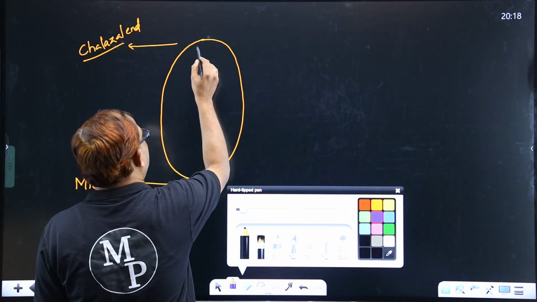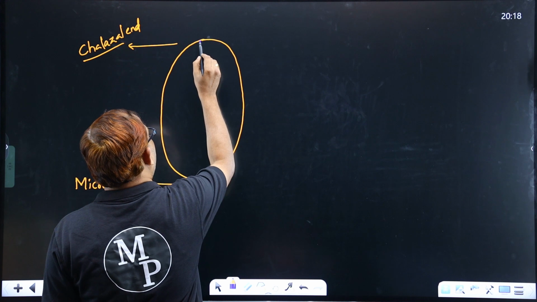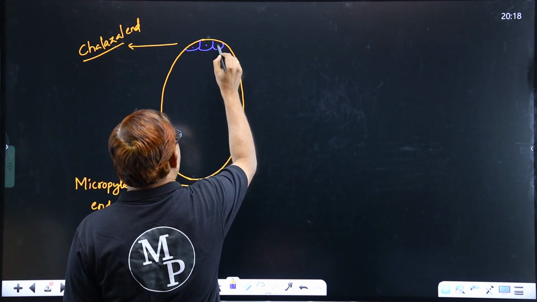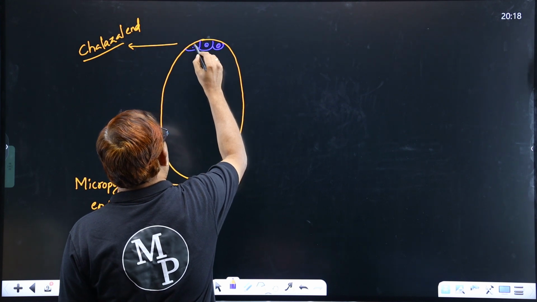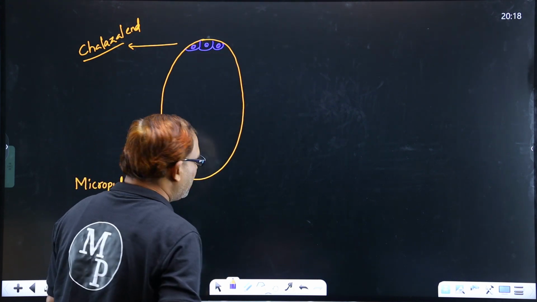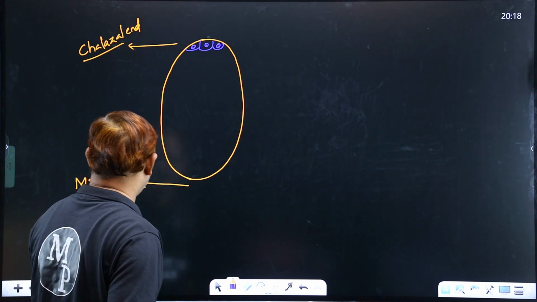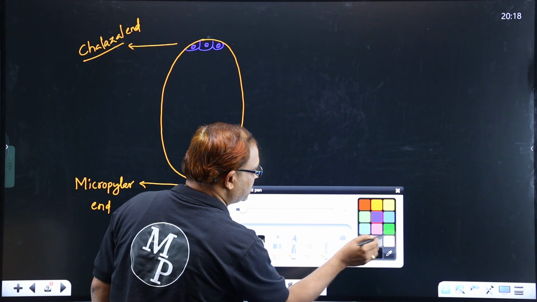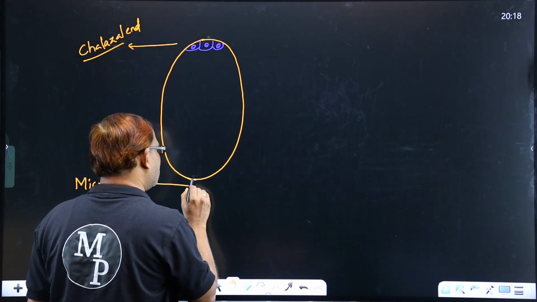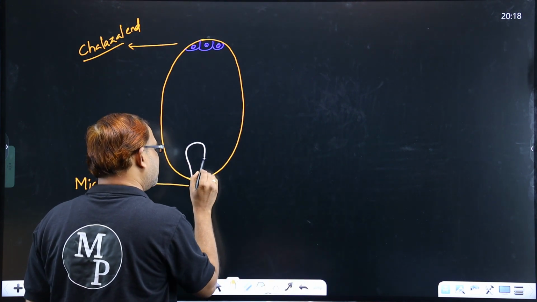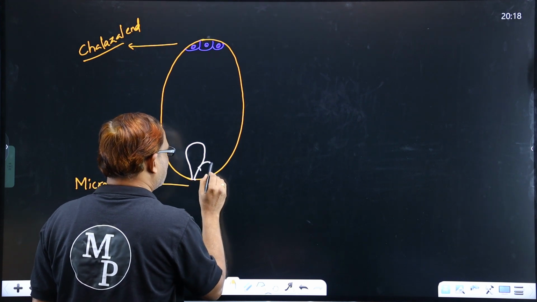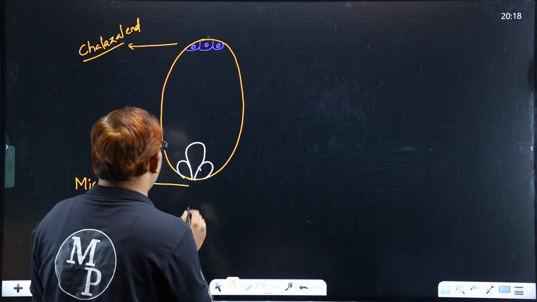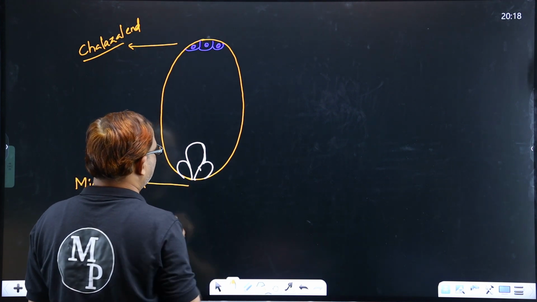Now see here in the chalazal portion, how many cells are organized? Three cells are organized. Then in the micropylar side, how many cells are organized? Again here also three cells are organized.